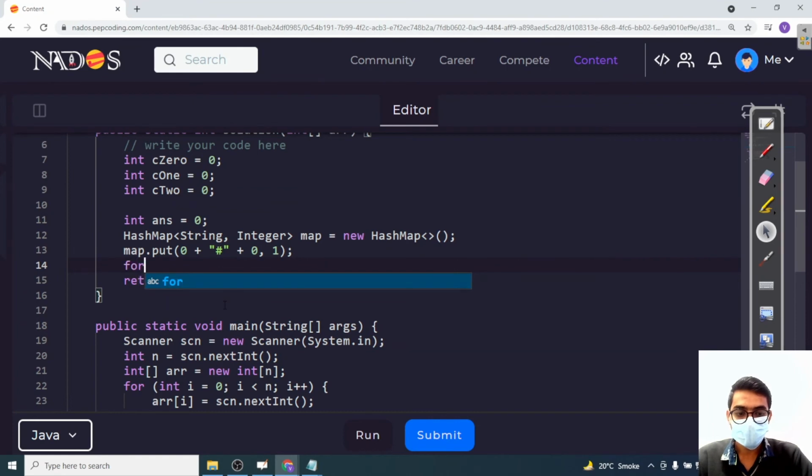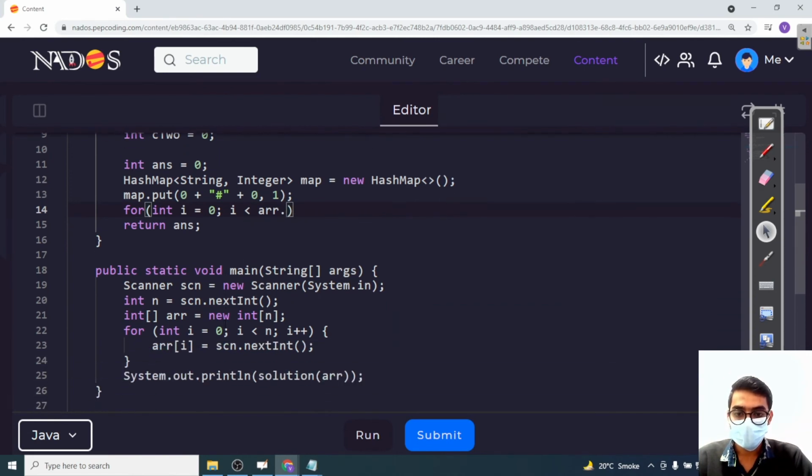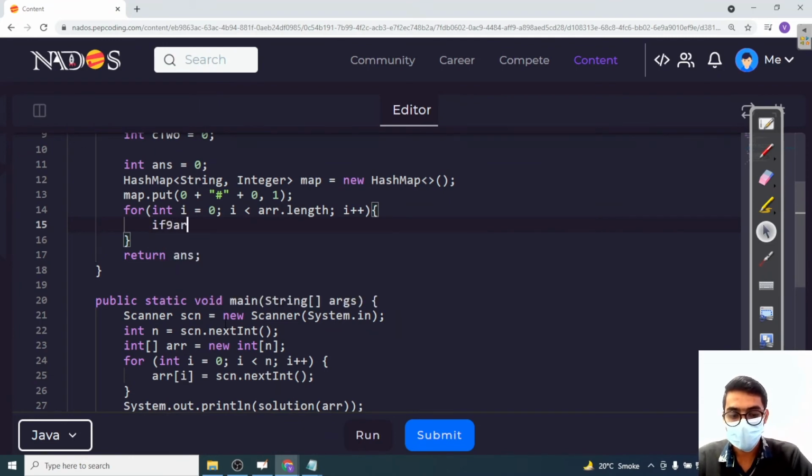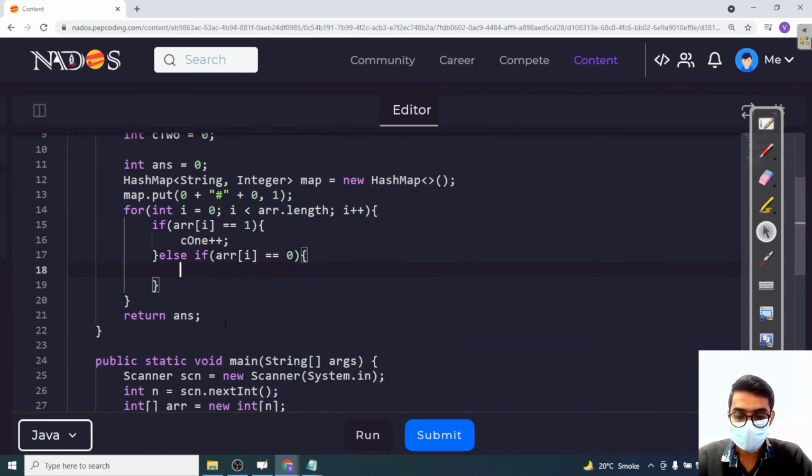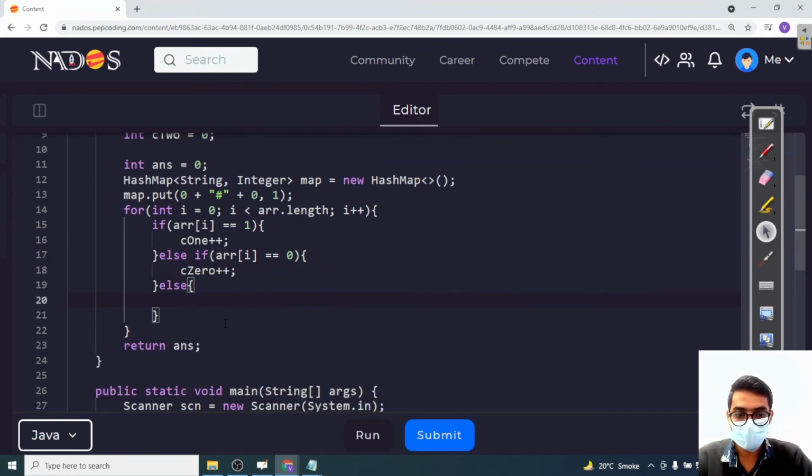After that we need to traverse over this array, that is i starting from 0, i is less than array dot length and i plus plus. Okay, we need to traverse over this array. If our array of i is equal to 1, then we are increasing the count of 1, that means plus plus. In the else if part, if our array of i is equal to 0, then we are increasing the count of 0, that is plus plus, and in the else part, the last part, we are increasing the count of 2, that is plus plus.